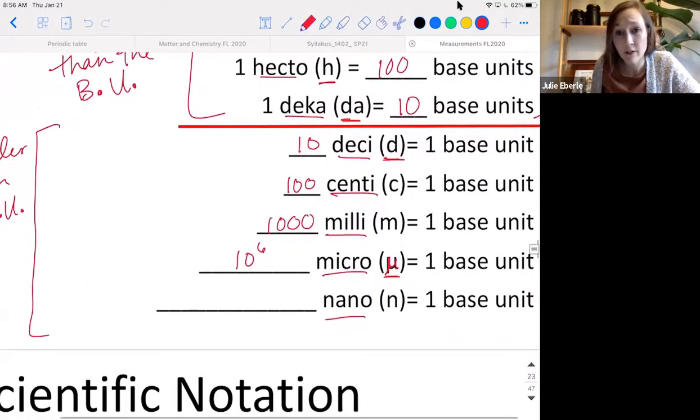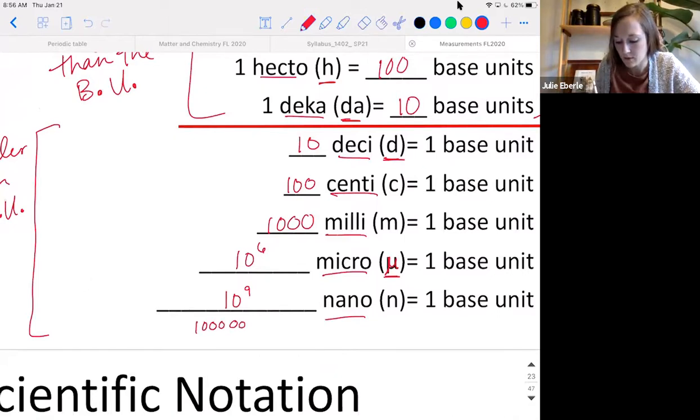And then lastly, the very smallest prefix on here is nano. There's a billion nano units in any unit. So this is 10 to the power of 9, all right? Or you can write it out with all the zeros. It would be 1 and then 9 zeros.